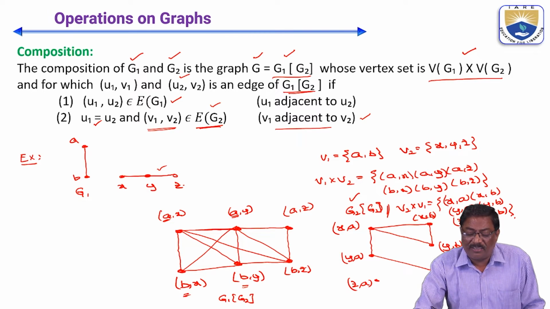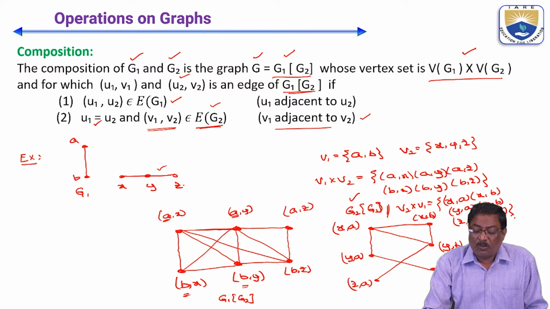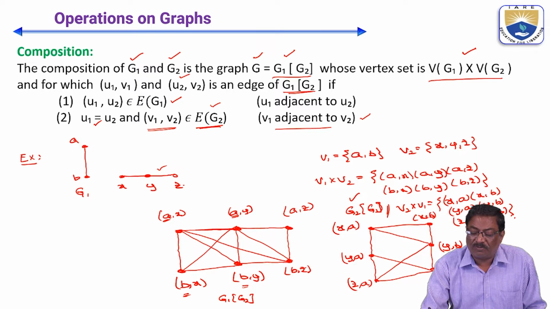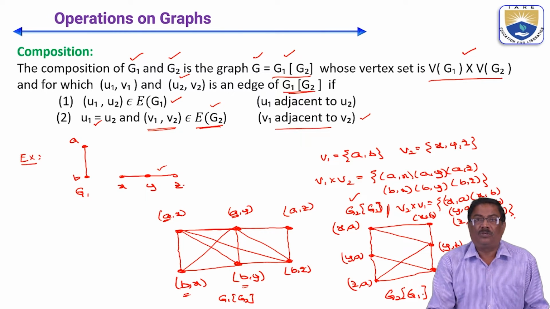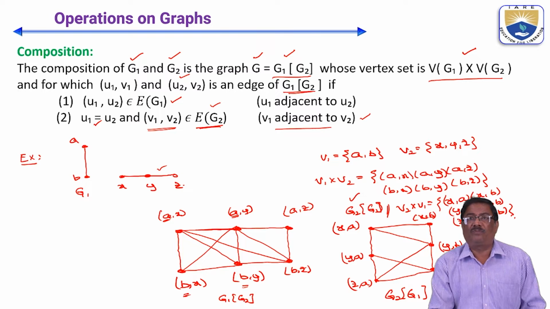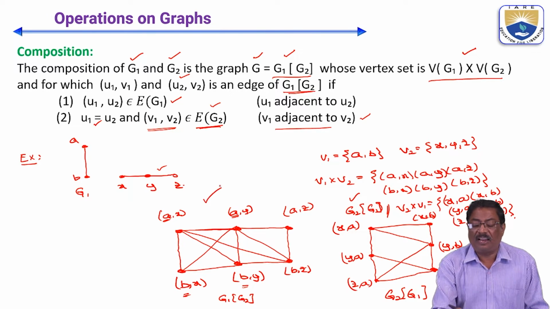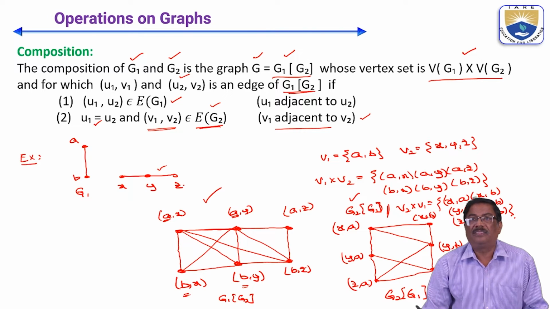So connect this. X is not adjacent to Z, whereas Y is adjacent to Z. And the next another one is Z is adjacent to Y. Then Y is adjacent to Z. Then another one is A is adjacent to B. And the next Y is adjacent to Z. So this is the graph for G2 of G1. So these are the composition of two graphs. Whenever it is G1 of G2, then this is the graph, and G2 of G1, then this is the graph.